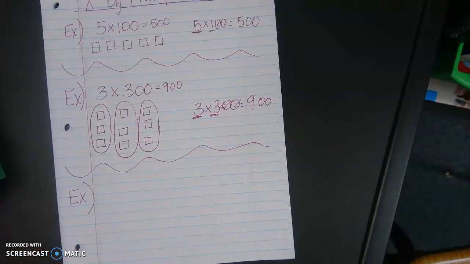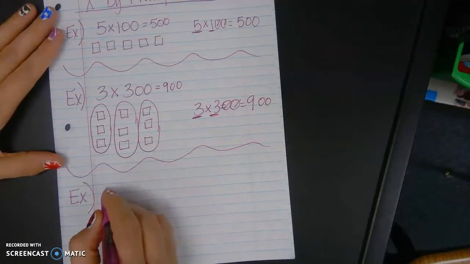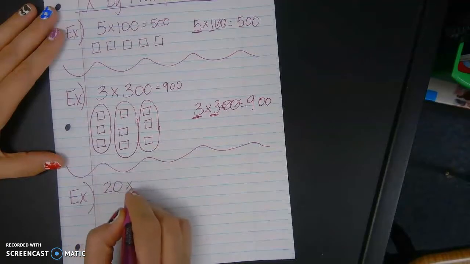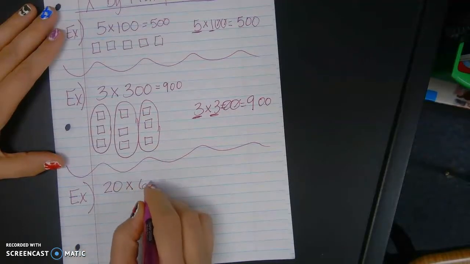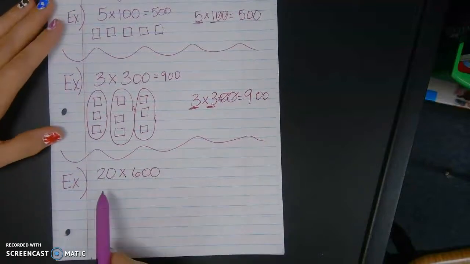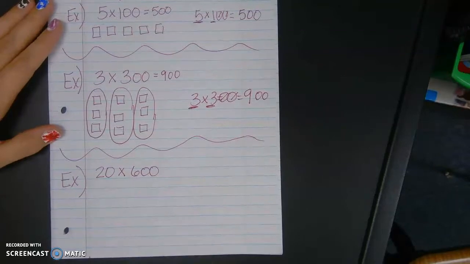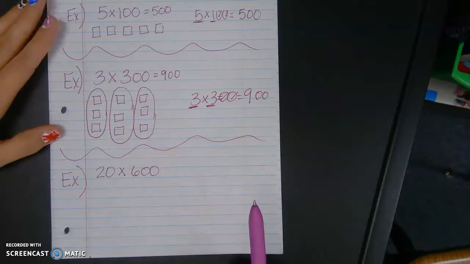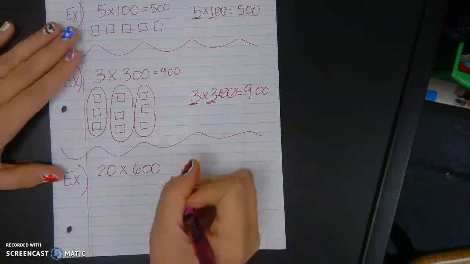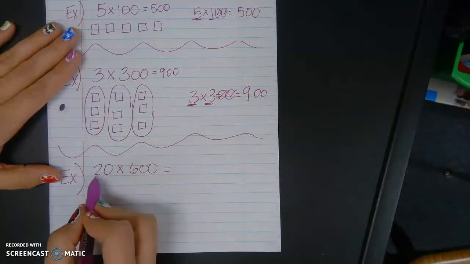All right. So, example again. Let's do one that's even harder. Now, this one, I would not even probably expect you to draw because it would be too much to draw. And that's why we kind of have to know our tricks sometimes. Let's say I had the problem 20 times 600. That would mean I need 20 groups of 600. Can you see why I would not want to have to draw that? I don't want to draw 20 groups with 6 squares in them. That would be way too much. So, we can use our trick first.